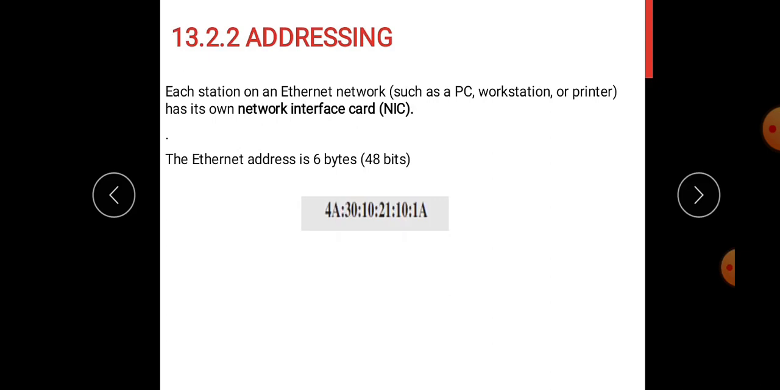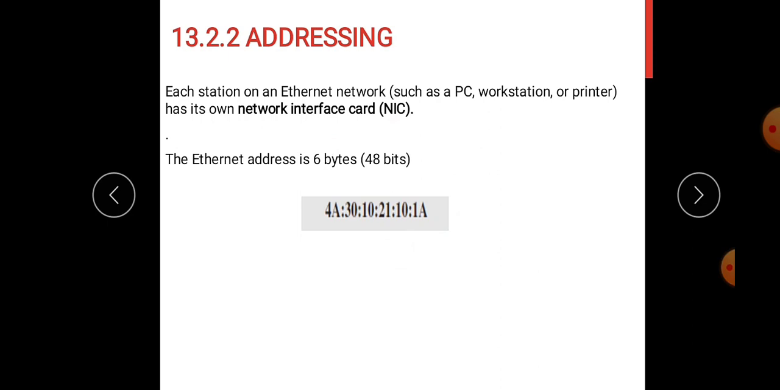Next is addressing. Each station in an Ethernet network has its own network interface card, that is NIC. This NIC fits inside the station and provides the station with a link layer address. The Ethernet address is 6 bytes or 48 bits, normally written in hexadecimal notation with a colon between the bytes. So this is an example of an Ethernet address.